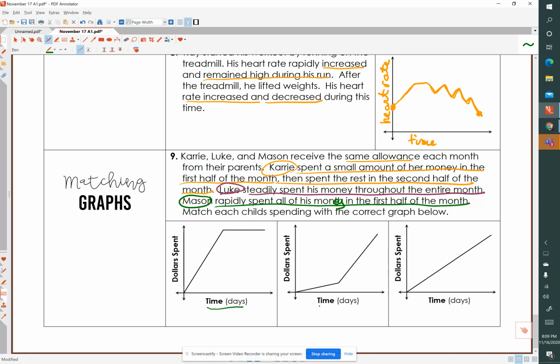And here, let's look at these. We have time on all of them on the x-axis. We have dollars spent on the y-axis. So as the month goes on, for Mason, the money runs out. He spent it rapidly in the first half of the month. And I think this is Mason's spending, this first graph. And then he's done. He's got nothing else to spend. So I think that's Mason.